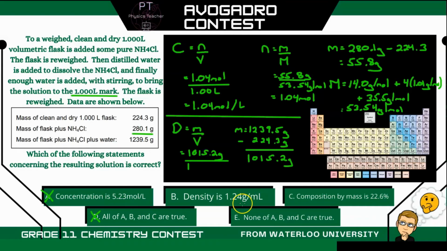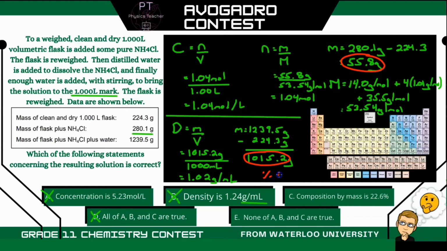So 1 liter, since the answer is given in grams per milliliter, let's change 1 liter into 1,000 milliliters. And we get a density of 1.0, and if we round to 3 significant digits, 1.02 grams per milliliter. So not quite, B is wrong. Last thing we're going to test for is the composition by mass. All right, so for this one, we actually already have calculated the mass of the solute, and we've calculated the mass of the solution. So why don't we divide them and find that percent composition?